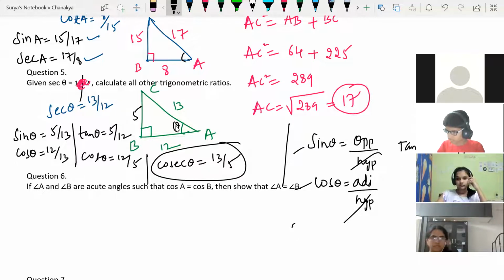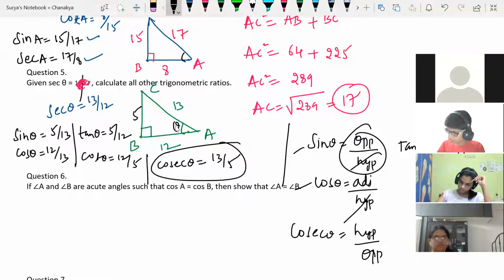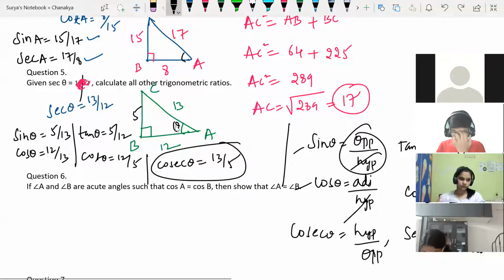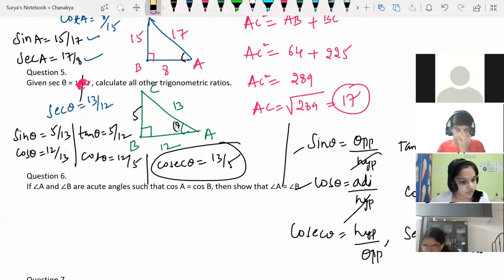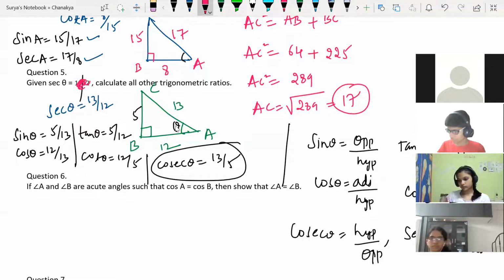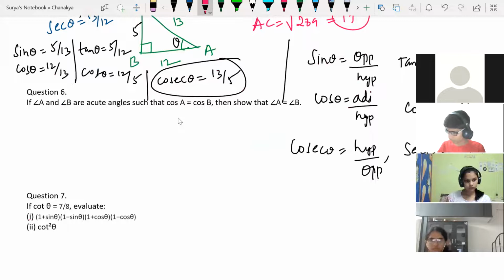So if I know sine theta, I can write cosecant theta simply. Why? Because it is the reciprocal, hypotenuse by opposite. If I know cos theta, I can write secant theta. Why? Because they are reciprocal to each other, again hypotenuse by adjacent. If I know tan theta, I can write cot theta: reciprocal, adjacent by opposite. Is there any rocket science to remember here? Tell me. No, sir. Then you are not revising. That is the problem. You are not revising. That is a big issue. Clear? Make it fast. Sixth question. Solve the sixth one.